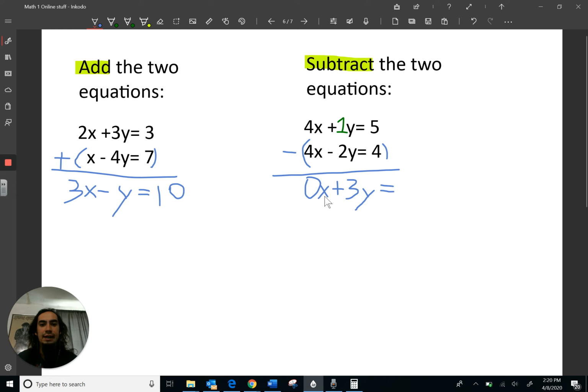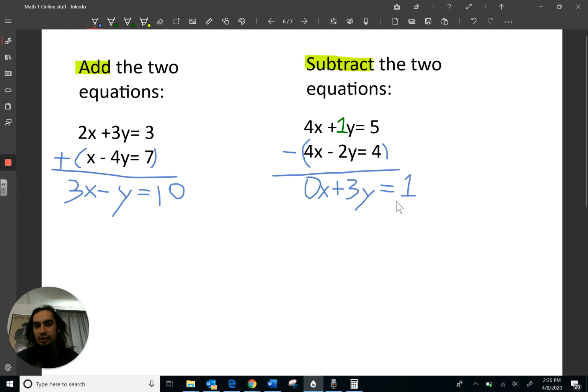And now, we did x's, we did y's, now for the constants. What's 5 minus 4? Okay, hopefully that's the easiest one. That's 1. Great, we did it.